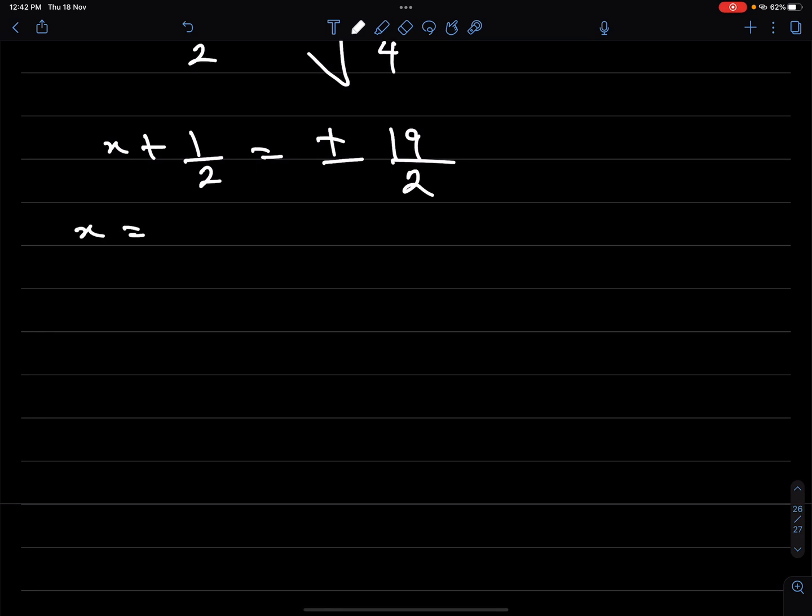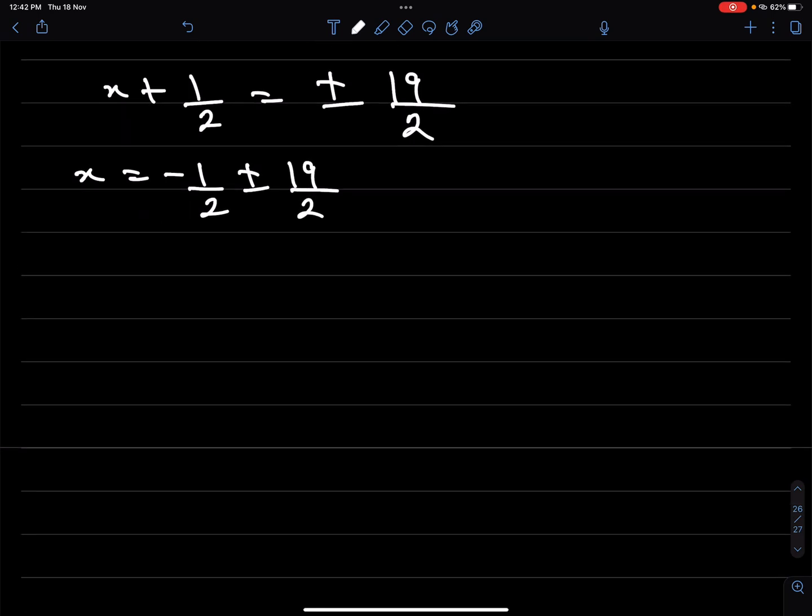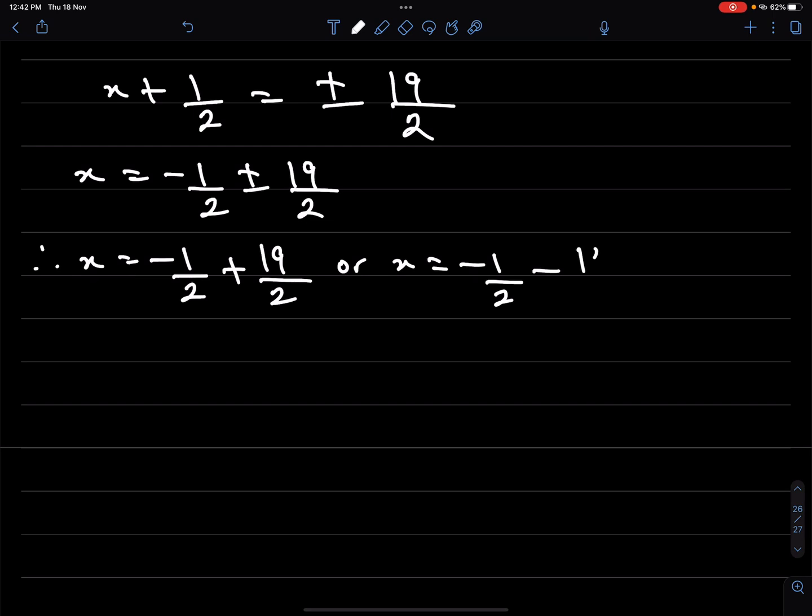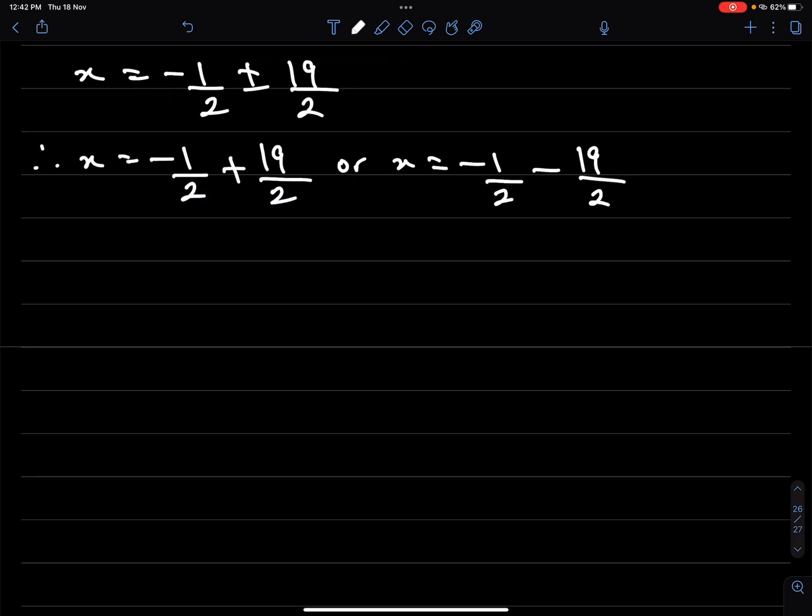Now this simply means x equals minus 1 over 2 plus or minus 19 over 2, which therefore means x equals minus 1 over 2 plus 19 over 2, or x equals minus 1 over 2 minus 19 over 2. And that simply means x equals minus 1 over 2 plus 19 over 2 is 18 over 2, which is 9, or x equals minus 1 over 2 minus 19 over 2 is minus 20 over 2, which is minus 10. And that's it, very, very simply.